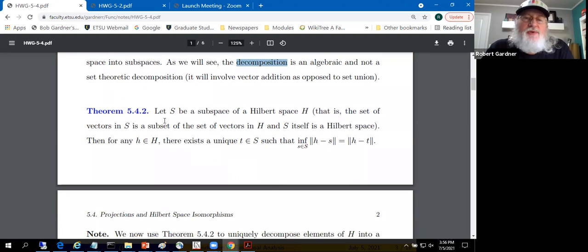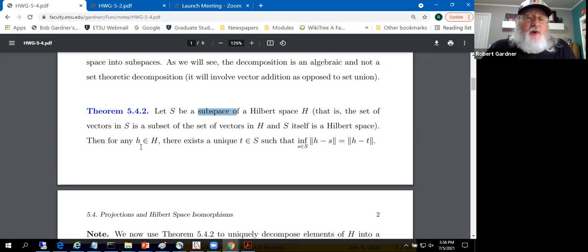Theorem 5.4.2 says, let S be a subspace. Okay, so we're taking a little bit more than a subset. I told you so. We'll use this S perp idea, which was valid for any set. So it's valid for subspaces. Those form sets of vectors too. So we'll take S to be a subspace of a Hilbert space H.